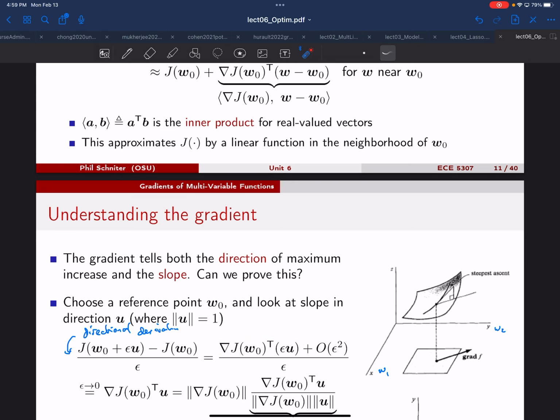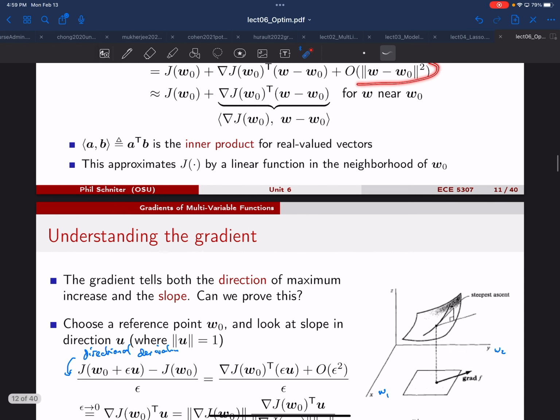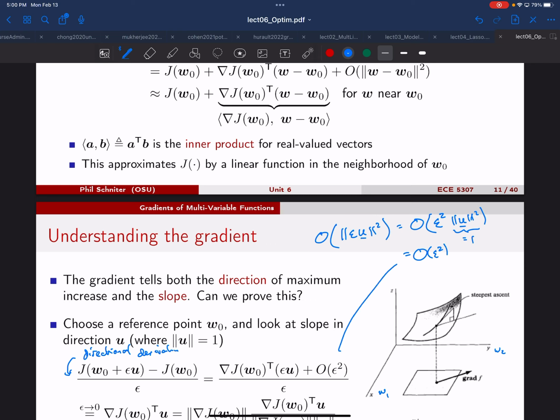And actually I'm going to do this without the approximation. I'm going to have this thing here. But basically this order of epsilon u squared is going to be order of epsilon squared u squared. This is a unit vector, so this just becomes order of epsilon squared. So that's why that norm disappeared.